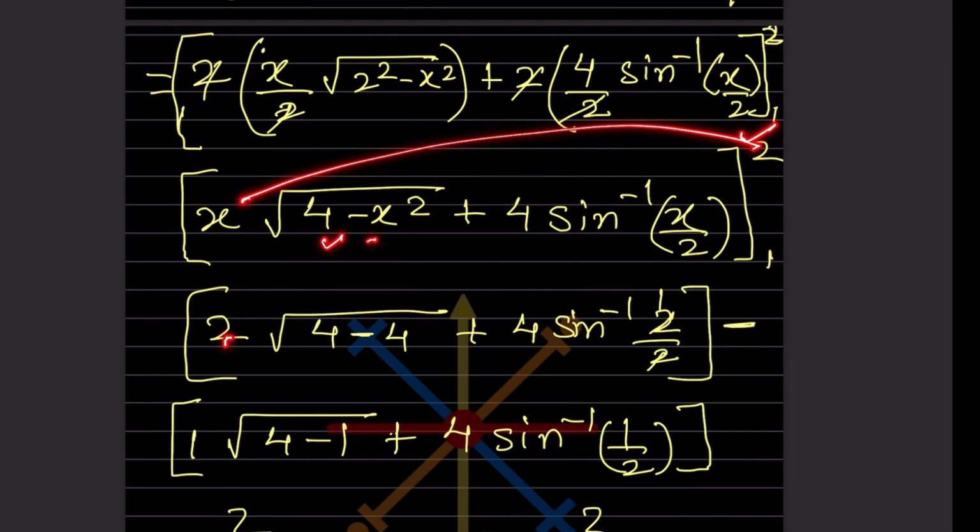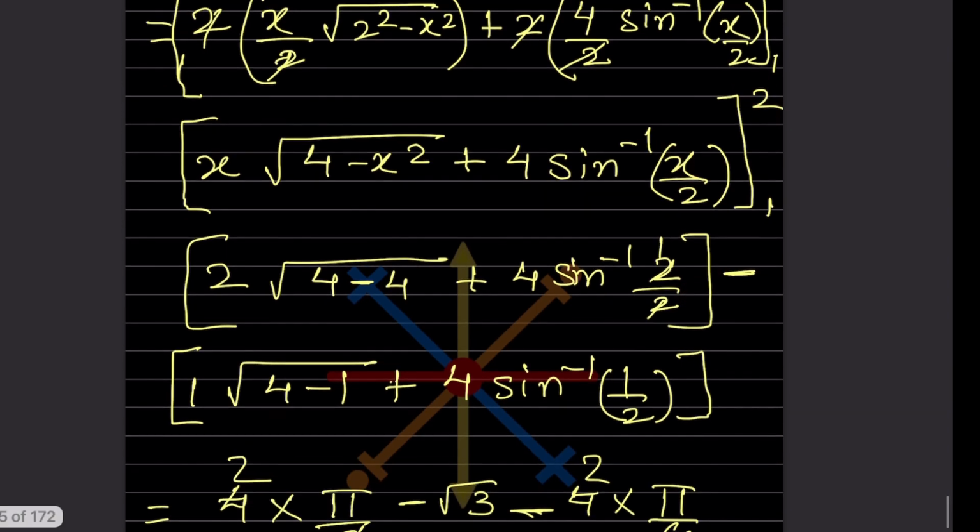So 4 minus this 2 square means that is going to be 4, plus 4 sine inverse here 2 by 2. So wherever you see x, you are going to write first 2, then minus, then you are going to think of this 1. So wherever you see x, you are going to write 1. 4 minus 1 square is going to be 1 only, plus 4 sine inverse, wherever you see this, you are going to write 1.